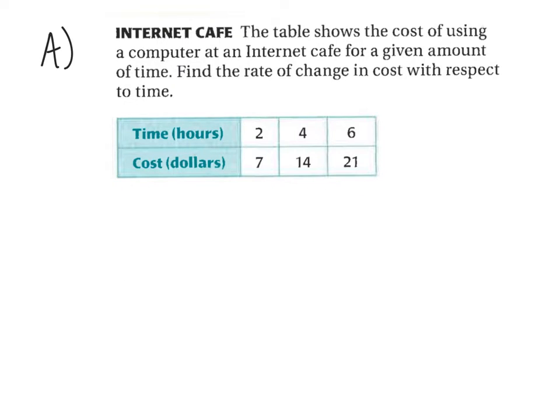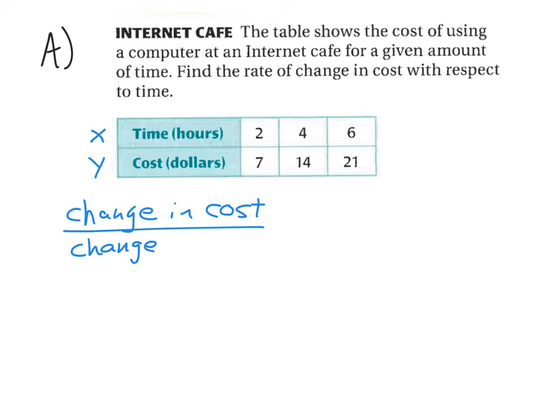So to find the rate of change for any situation, we take the change in output over the change in input. In example A here, we have an internet cafe, and the table shows the cost of using a computer at an internet cafe for a given amount of time. Find the rate of change in cost with respect to time. So our time here is our input, right? We use X to represent the inputs, and we use Y to represent the outputs, which is the cost. So we want to find the change in cost over the change in time.